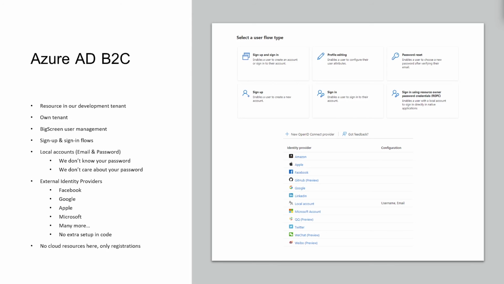Then there is an Azure Active Directory business to customer, which I'm just going to refer to as AD B2C, used for authentication within Big Screen itself, and which is a resource group within the Big AD on the same subscription as the other resources. This is where we manage the users of Big Screen. There are no cloud resources in this tenant, only users and authentication related stuff, and it allows us to add new identity providers such as Google and Facebook with no extra code. It also handles email and password authentication, so the user's data security is Microsoft's concern.